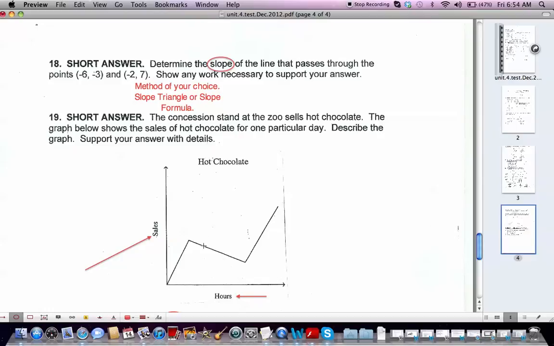And looking at this, you're going to explain to me what happened. So you're going to write me how the situation that happened on this particular day of the sales of hot chocolate. Looking at this graph, you're going to write me a story about what happened on this particular day in regards to the hot chocolate sales over the time spent at the zoo that day. And we've had a lot of practice on this in class. So you're going to write me a story that represents this graph.